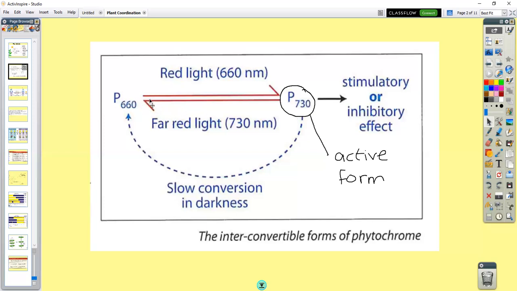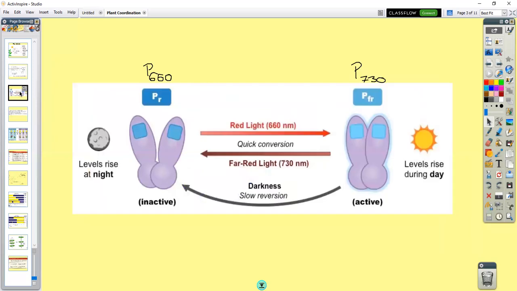Okay, so quick change during the day of P660 to P730, slow change at night of P730 to P660. Again, this just shows your different forms. The inactive form, P660, quickly converted to P730, slowly converted back during darkness.